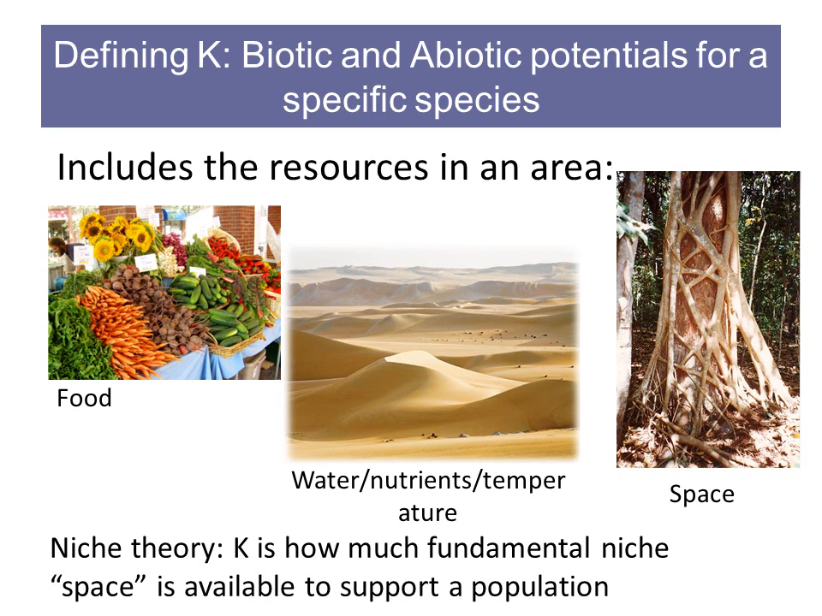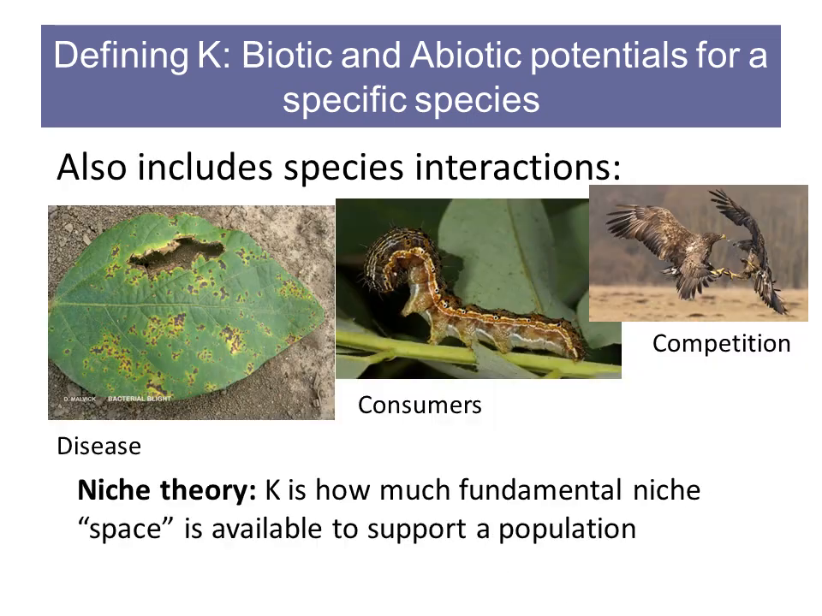This showed a picture of that strangler fig. The only reason why strangler fig isn't all over the place is because they have to expend their energy to basically fight for space. And that limitation limits their fecundity, limits their survivorship, limits their ability to reach their R max. If you think of it in niche theory, which we talked about before, K is how much fundamental niche space is able to support a population.